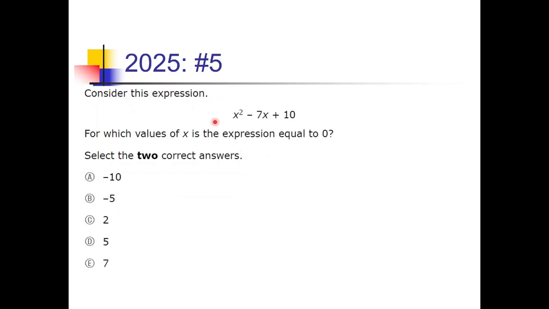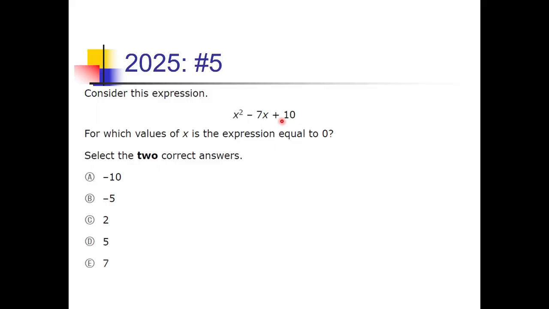For this one, we're given the expression x squared minus 7x plus 10, and they want to know which x values make this thing come out to 0. And then select 2 answers. Okay. So one way you could do this is just start plugging in the answer choices carefully and see what makes this equal 0. Or if you want to use an algebraic approach, we're basically setting this thing equal to 0 and solving it. And we can do that by factoring and using our zero product property.